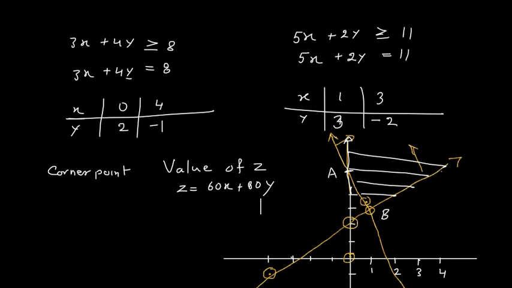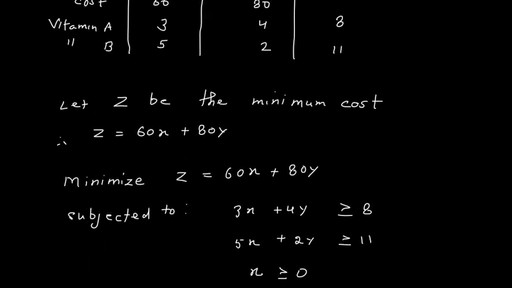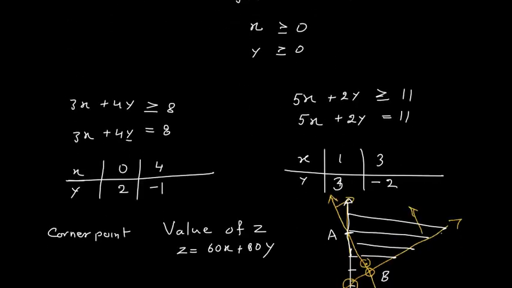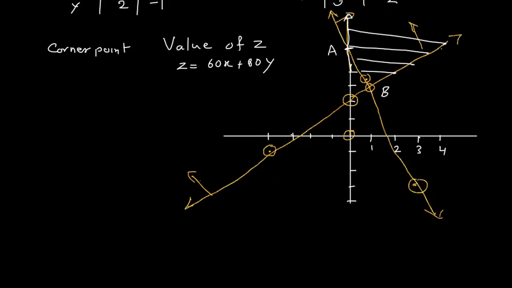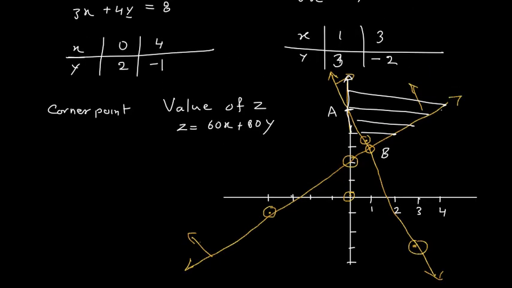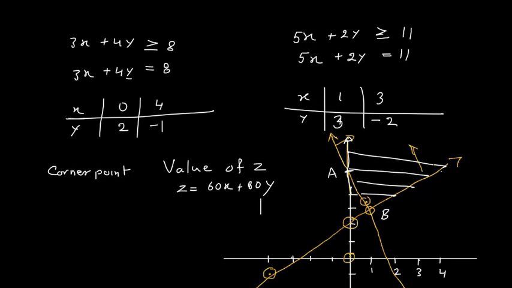Let us check again if I am not making any mistake. 3x plus 4y is equal to 8. So when x is 4, 3 4s are 12, 12 minus 4 is 8. That is perfect. Here when x is 1, 5 plus 6 is 11. Then when x is 3, y is minus 2, so 3 comma minus 2. So I have taken the point here downside. Here 3x plus 4y is greater than 8.